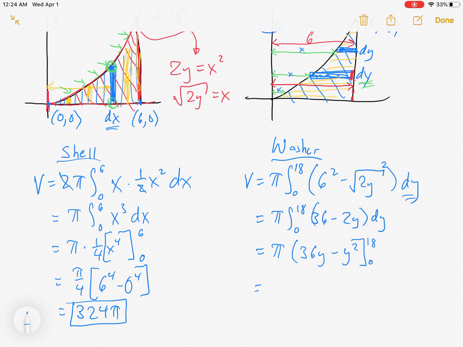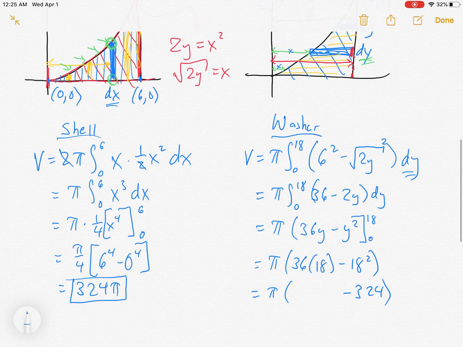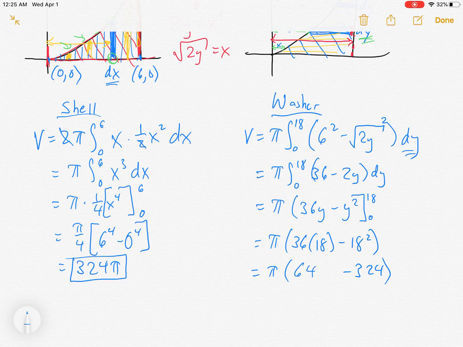Wow, I'm a little nervous actually. I didn't do this on my solutions both ways, so it's so easy to make a mistake. So 36 times 18, I think we got it, minus 18 squared. Well, I know 18 squared is 324. I happen to know that. I hope you do too. I don't know what 36 times 18 is, but since 36 is 2 times 18, this has to be double 18 squared, so it must be 648. And yes, they have a difference of 324. We got the same answer.